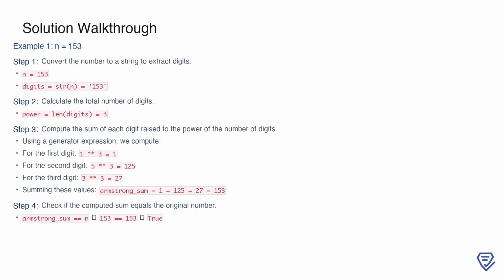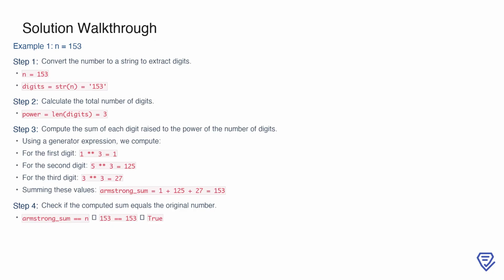Using a generator expression, we calculate the first digit, 1, raised to the power of 3 is 1^3 equals 1, the second digit, 5, raised to the power of 3 is 5^3 equals 125, and the third digit, 3, raised to the power of 3 is 3^3 equals 27. Adding these results together gives us Armstrong_sum equals 1 plus 125 plus 27, which equals 153.